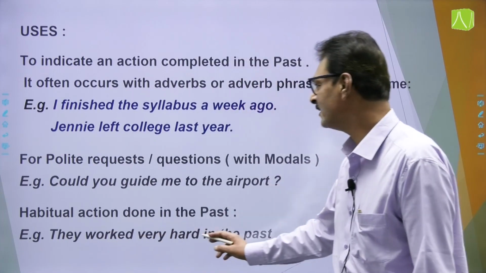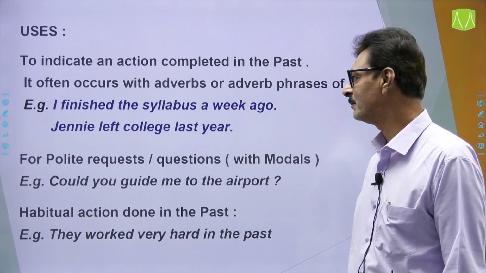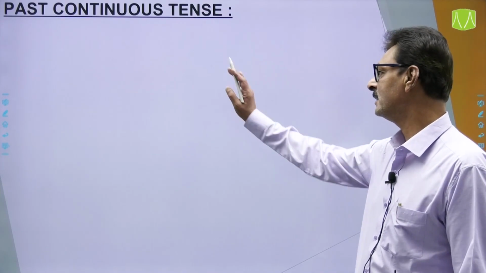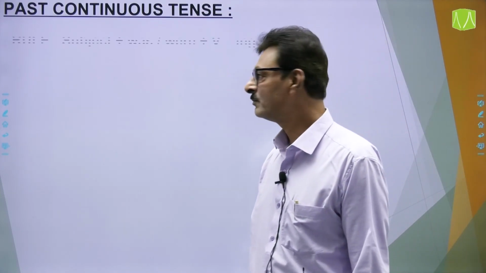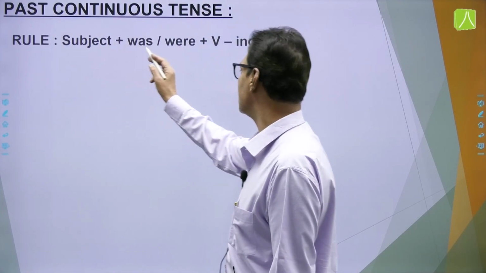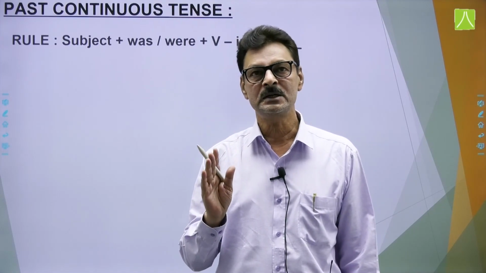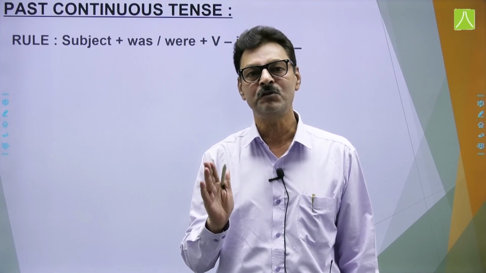So, this is the way the past simple tenses are used. Moving on with the next tense, past continuous tense. The construction, the syntax of this, is subject plus was/were plus the ing form of the verb. All the continuous tenses always take the ing form of the verbs.